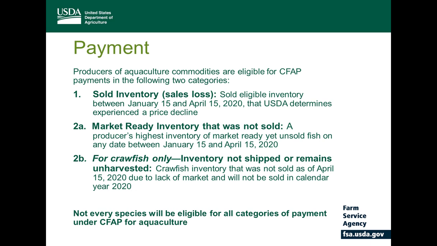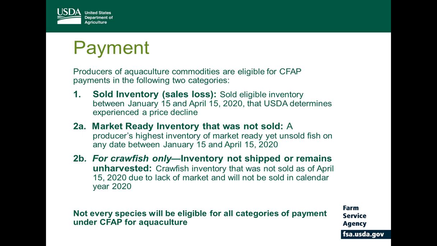So the first one, category one, applies to all of aquaculture, including crayfish. So sold inventory that suffered a price decline, that's that 5% price decline, that had a sales loss. So it's sold eligible inventory between January 15th and April 15th of 2020 that experienced a price decline. And that applies to crayfish and all the aquaculture species that we talked about.